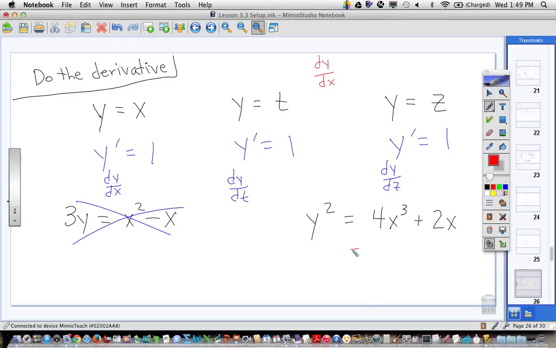So the right side's easy, so let's do that first. What's the derivative of the right side? 12x squared plus 2, right? That's the derivative of that side with respect to x. What's the derivative of y squared? What'd you say? I hear 2y prime.